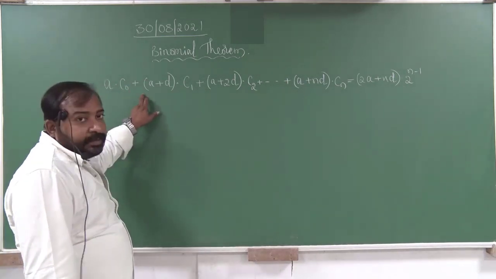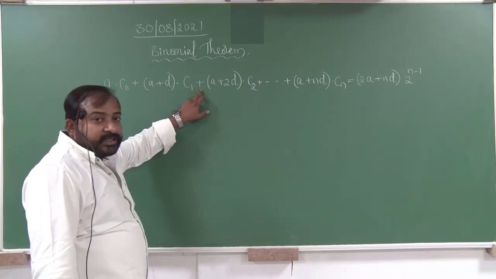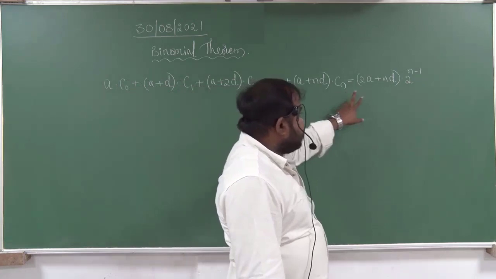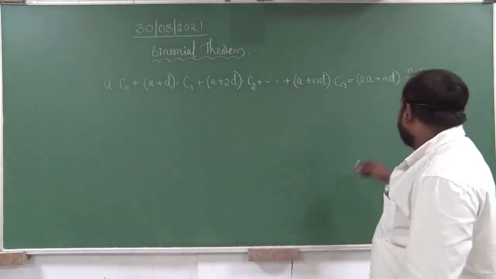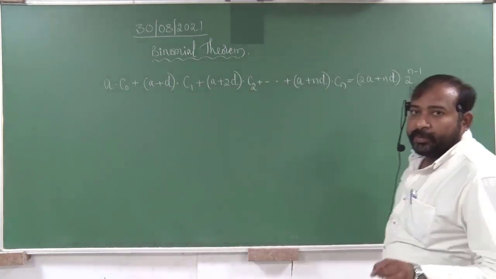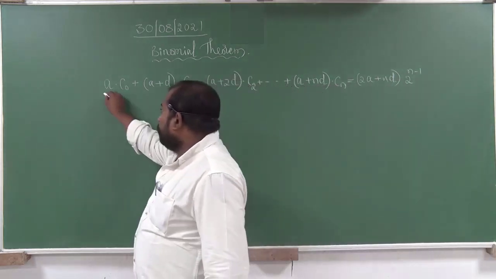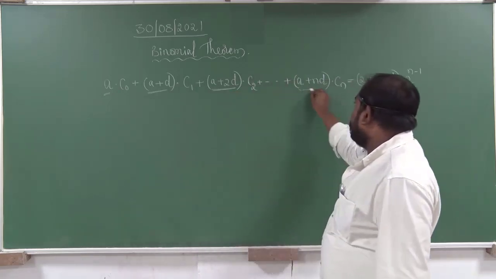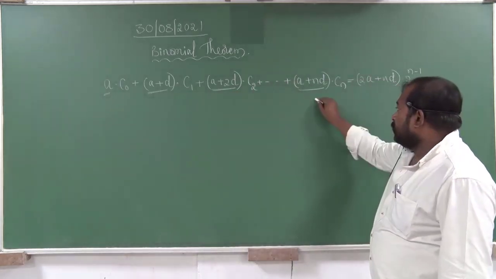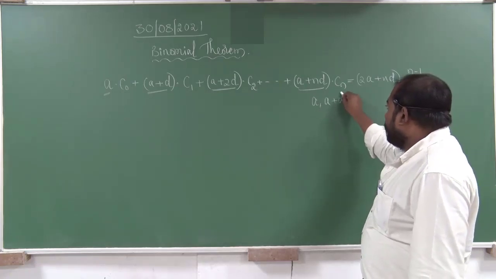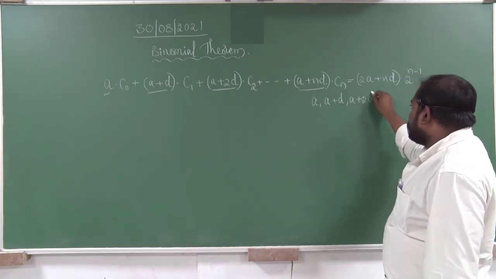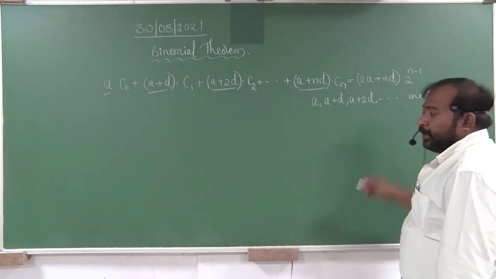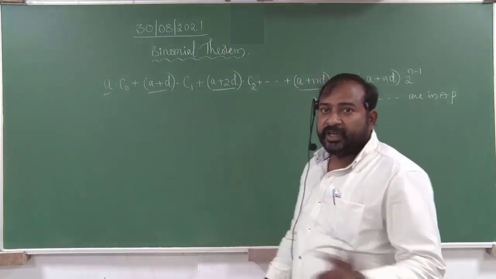So A into C0 plus (A plus D) into C1 plus (A plus 2D) into C2 plus and so on plus (A plus nD) into Cn is equal to (2A plus nD) into 2 power n minus 1. Here one important point is there. If you observe A plus D, A plus 2D, and so on, A plus nD, these are in arithmetic progression. This concept we have already given, arithmetic progression.